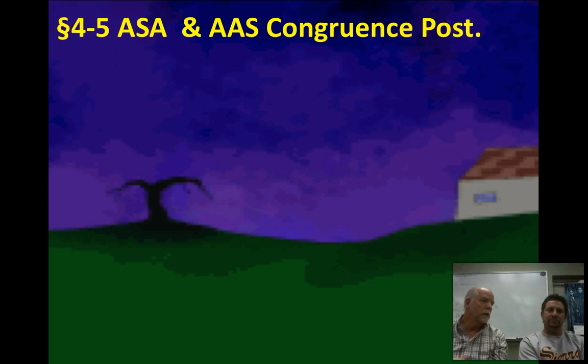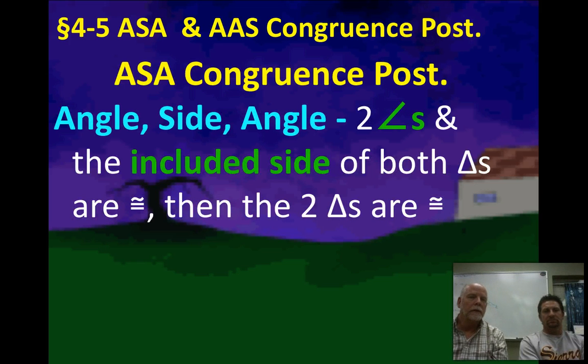Right. Just like a lot of other problems, it's important to understand what doesn't work. And so section 4.5 is titled ASA and AAS congruence postulates. And again, you can guess what those stand for. Again, they're shortcuts to getting to the definition of congruent triangles. So as we look at the ASA one first, it stands, of course, for angle, side, angle.